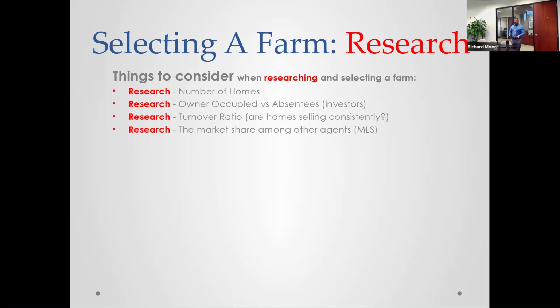That means there's a dominant agent in there. Are you prepared to market against that agent? They're probably established. Right. If there were 15 sales last year and amongst 12 agents, yeah, that's pretty good because there's nobody that seems like they're dominant there. So yeah, that's a pretty good place to market. So these are things to consider when you're selecting a farm area.